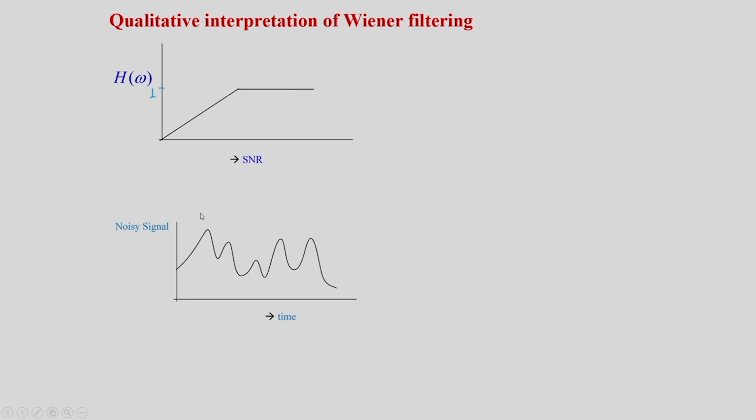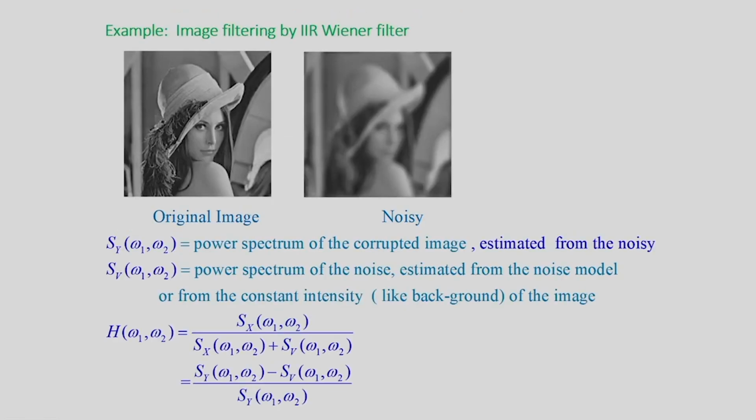So, we can show this by considering the case of a sinusoid in the presence of noise. In this part of the data, the signal quality is good, therefore H omega will be equal to 1, and in this part of the data, the signal quality is low, SNR is low, therefore this transfer function will be equal to SNR. So, we can qualitatively interpret the action of the non-causal IIR Wiener filter.